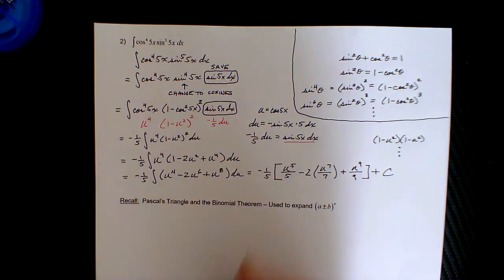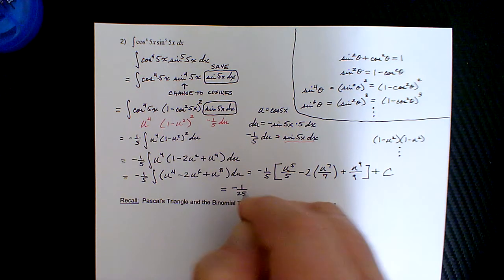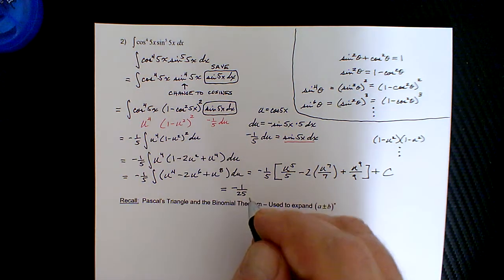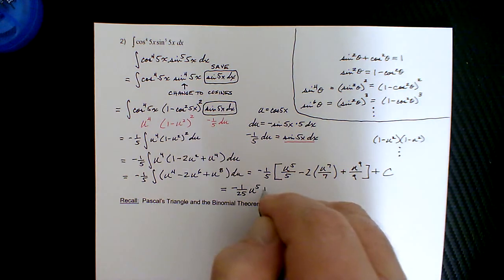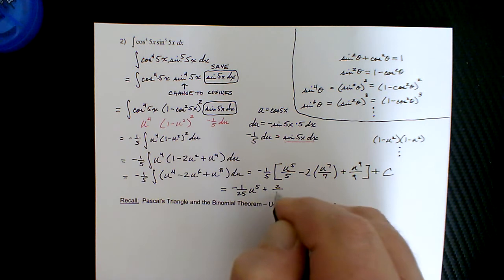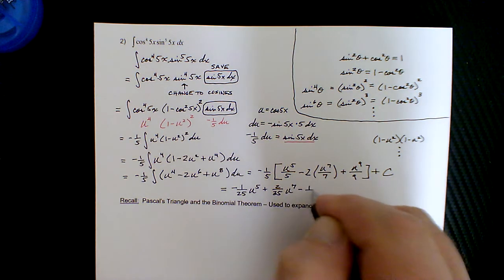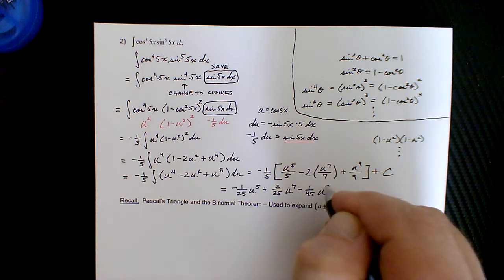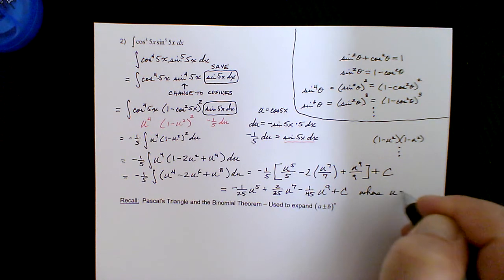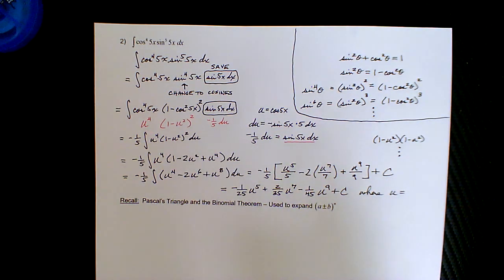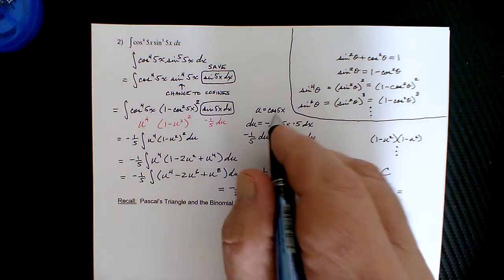and we'll distribute the negative 1/5. I'm going to leave it in terms of u. Negative 1 over 25, u to the fifth, plus 2 over 35, u to the seventh, and minus 1 over 45, u to the ninth, plus our constant. And remember, if you do leave it in terms of u, write the little note saying what u is. And u was, okay, up here, cosine 5x.